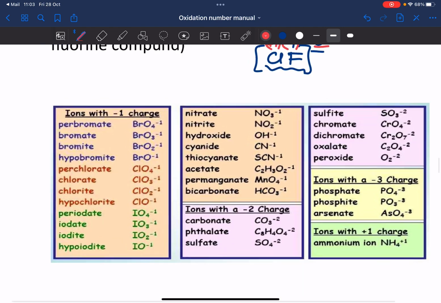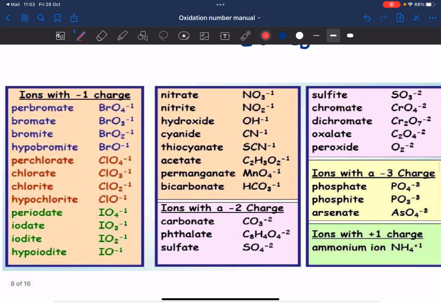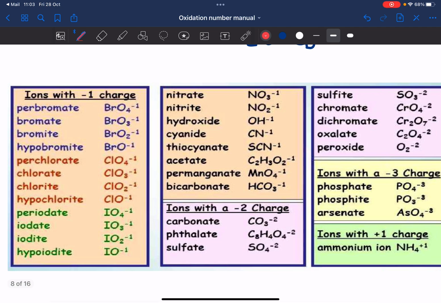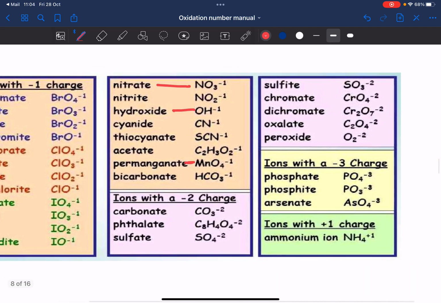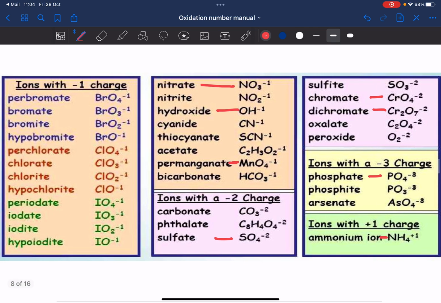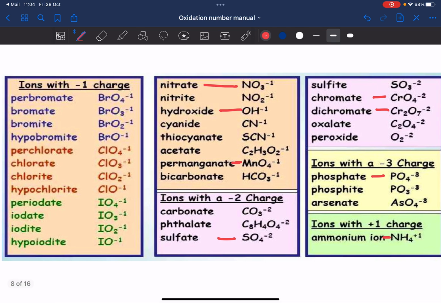And then you have some of the ions in here that you need to know. I'm just marking the very important ones: the nitrate, hydroxide, and then we have permanganate, okay, this guy, and then we have sulfate, ammonium ion, and then phosphate. You need to know these guys too. So altogether I made you guys memorize around 8 ions.